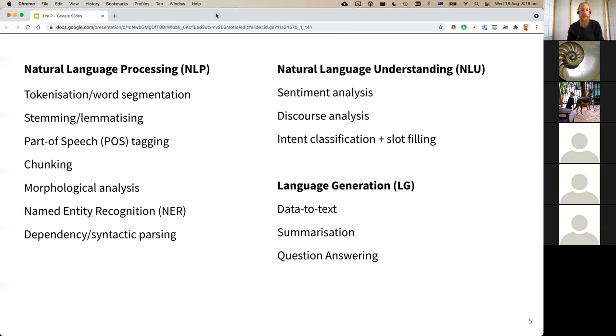Different people might list these subtopics in different sections. Some people might put syntactic parsing in the NLU group. This is just the way that we've arranged it in this module.